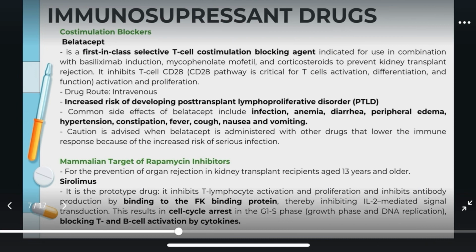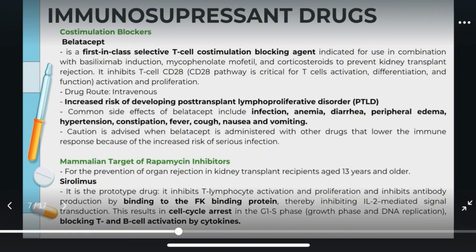When taking belatacept, there is an increased risk of developing post-transplant lymphoproliferative disorder. The common side effects of belatacept include infection, anemia, diarrhea, peripheral edema, hypertension, constipation, fever, cough, nausea, and vomiting. Caution is advised when belatacept is administered with other drugs that lower the immune response because of the increased risk of serious infection.